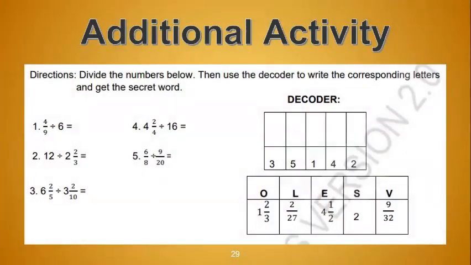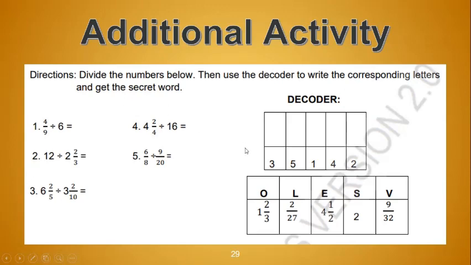So for your additional activity, this will be turned in on our Google Classroom. You're going to divide the numbers below here. You have numbers 1, 2, 3, 4, 5. So you're going to divide these, and use the decoder here. We have here the decoder to write the corresponding letters and get the secret word.